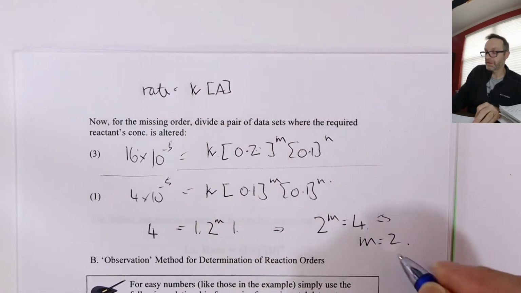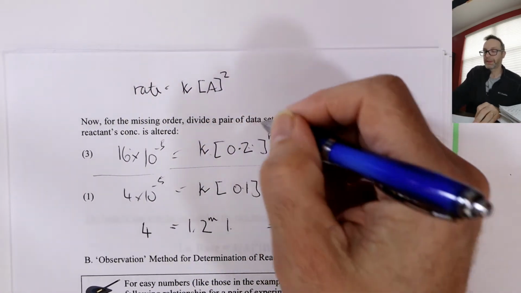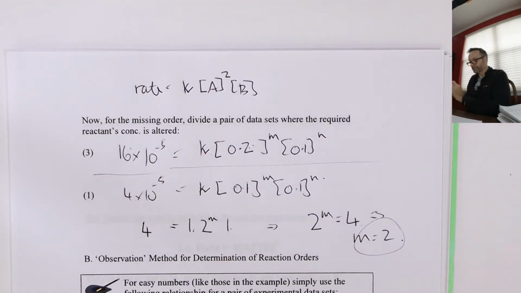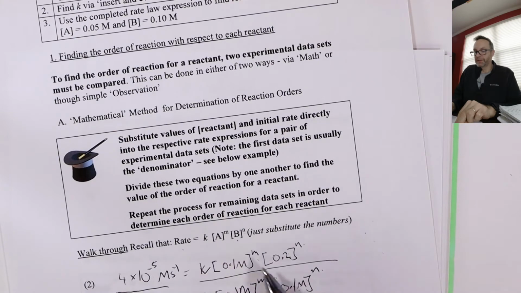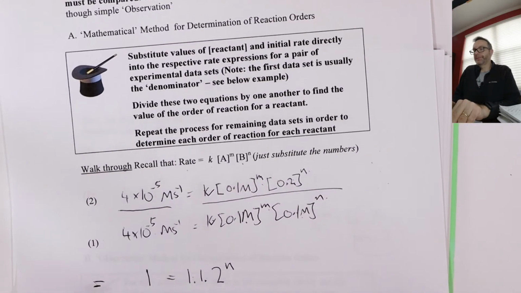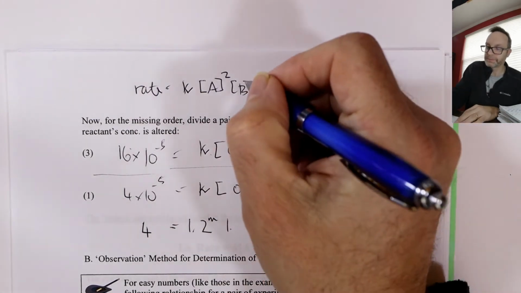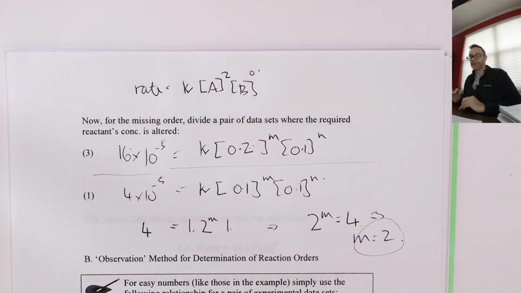A to the 2, B to the 0. Fair enough. Okay, so that's on the fly, right? We're not done because we haven't got k yet. Okay, I haven't got k yet. All right.